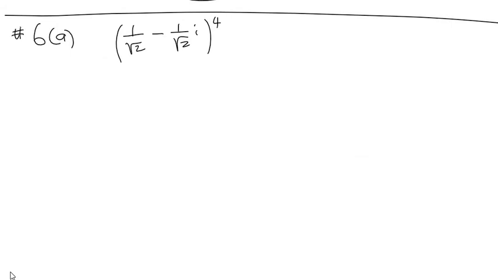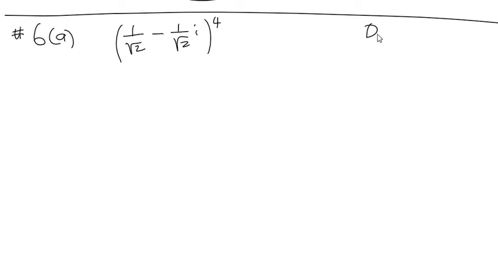Okay, in number 6, let's try letter A. And we're asked here to use De Moivre's theorem to raise these complex numbers to powers. You could, of course, if you really were determined to, raise this to the 4th power by squaring it, multiplying it by itself with FOIL, and then take that answer and square that answer, because the square of the square would give you the 4th power. But we're trying to do this using De Moivre's theorem.